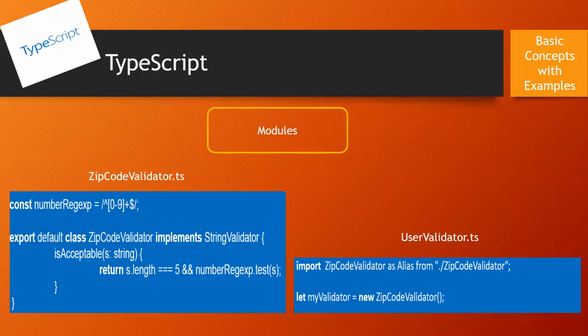In the first line it is written import ZipCodeValidator as alias from, and the path is given. So here we are importing that class which we have created, zipCodeValidator.ts, into the other file. And you can see in the first example, in the zipCodeValidator.ts file, we are using export. So to send a file to another file, we use the export and import keywords.